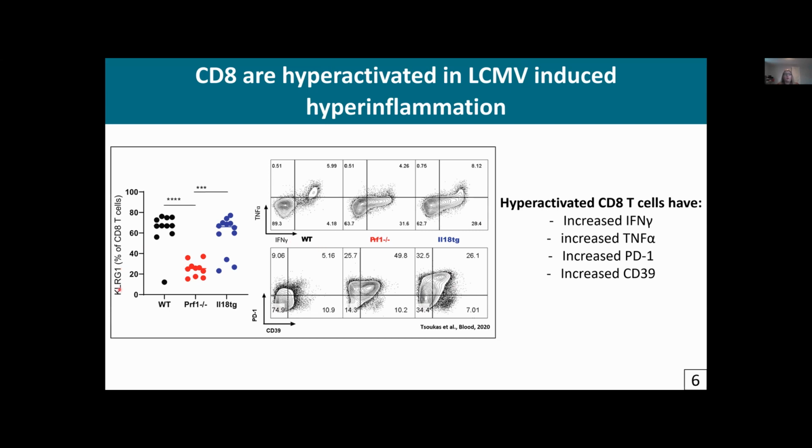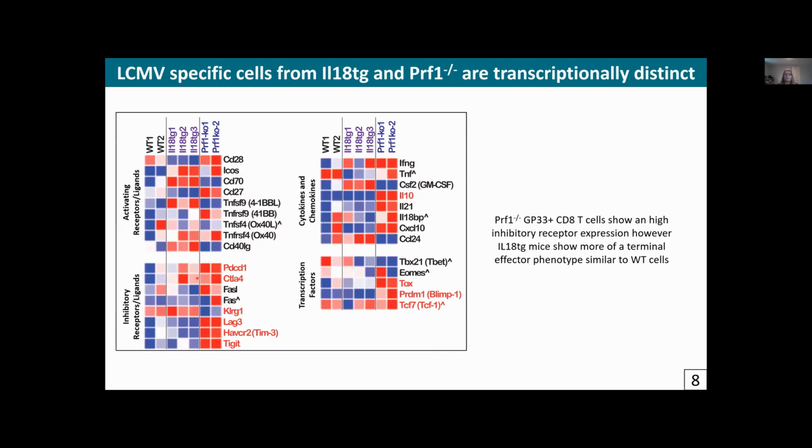Here I'm showing you KLRG1, which represents short-term effector cells. And this is saying that the wild type and the IL-18 transgenic mice both have upregulated KLRG1, meaning that they have short-term effector cells. However, the perforin knockout mice are not really showing this. And so we took a closer look and even deeper dive down into these CD8 T cells.